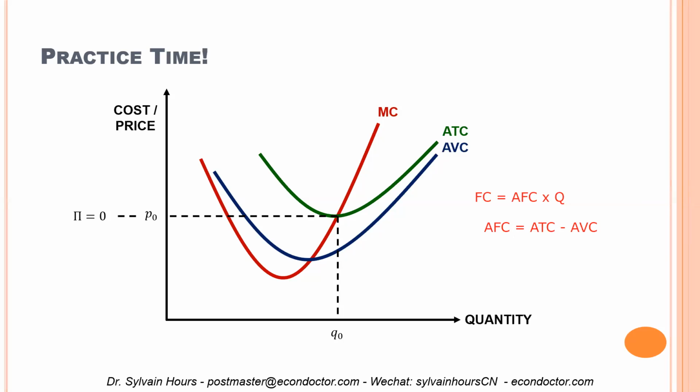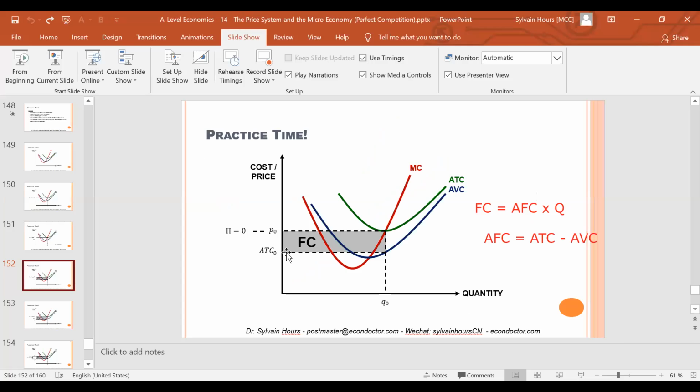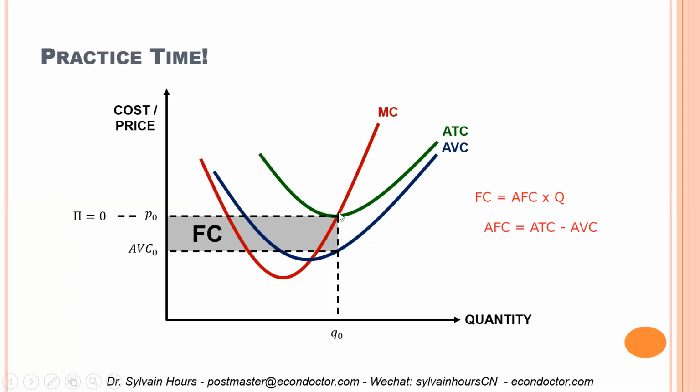So that being said, we can easily identify it. Sorry, I see I made a mistake. This is not the ATC, this is the AVC, I'll correct it right away. That's better. All right, so this is the AVC, this is the ATC. The vertical distance is the average fixed cost multiplied by quantity. This is my fixed cost. And the rectangle below would be the variable cost at this quantity. And the entire rectangle would be the total cost.